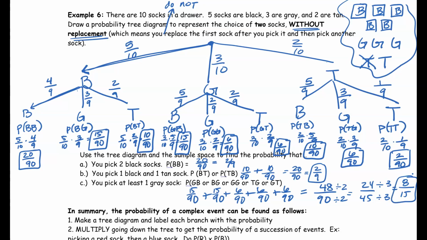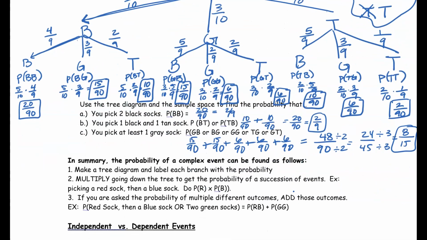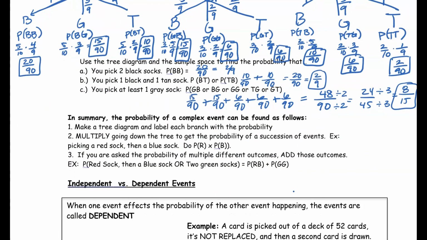But the key is really setting up that tree, and then that way you can go and add anything that's possible. So if you're a person that likes step-by-step instructions, below are your step-by-step instructions. So these: make a tree diagram. We're multiplying to go down the tree, so multiply going down the tree to get the probability. And then if you're asked the probability of multiple different outcomes, you're going to add those together.